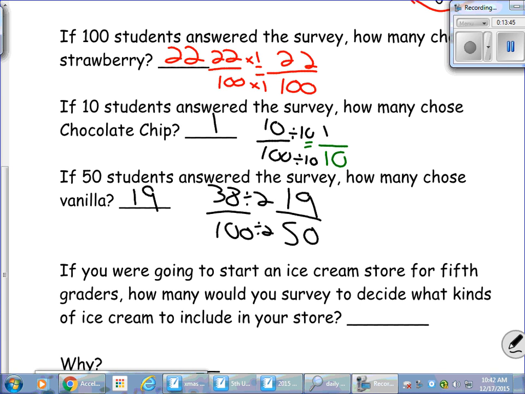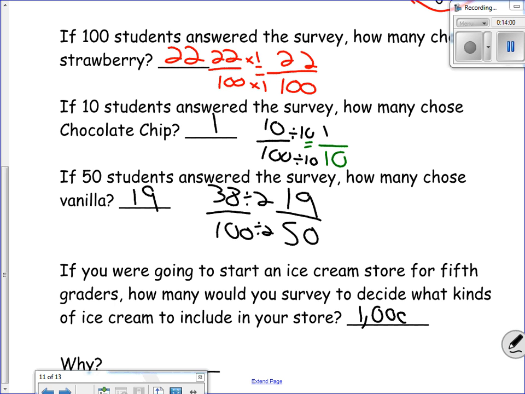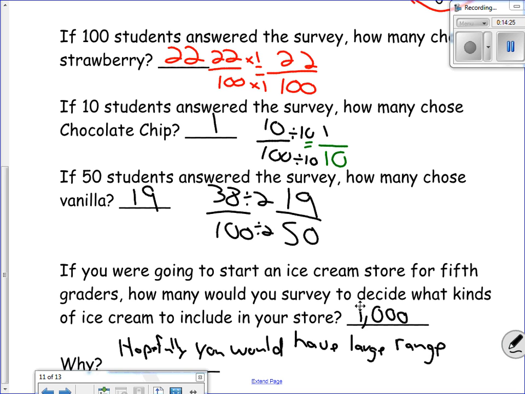If you were going to start an ice cream store for 5th graders, how many would you survey to decide what kinds of ice cream you would include in your store? Personally, I would like to survey at least 1,000 5th graders, because everyone has different taste buds, right, kids? If you survey 1,000 5th graders, you would hopefully have a large range of taste buds.